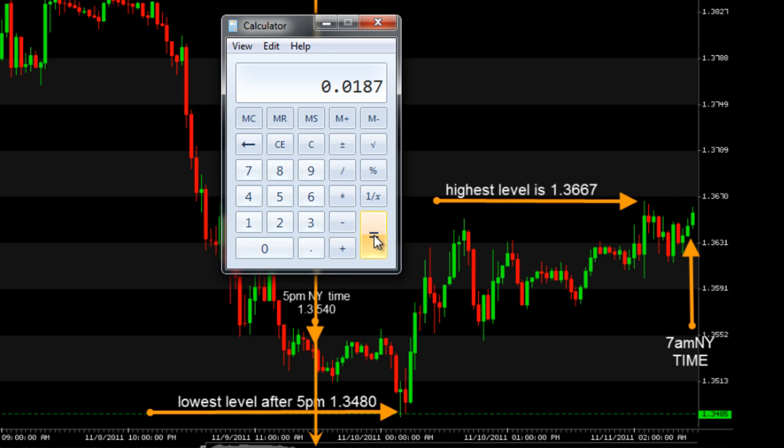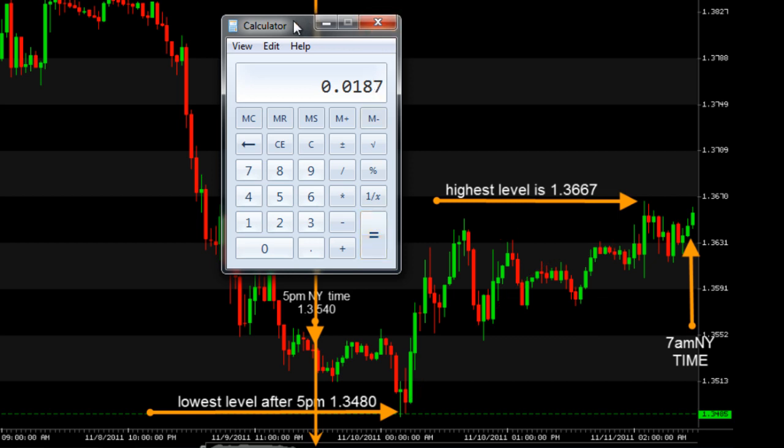That means after the market closed during the US session at 5 p.m. New York time yesterday, the price moved down to 134.80 and it continued moving up to 136.67, which gives us a price movement of 187 pips.